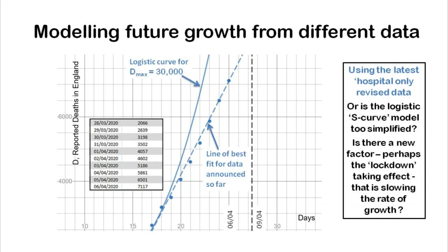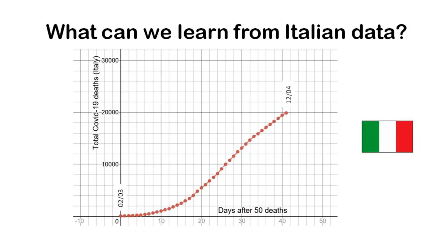But actually, of course, there may be factors that have slowed the growth down rather quicker, that have flattened the curve. And of course, all the things that have been put in place, if rather belatedly in England and the UK more generally, will have had that effect. So perhaps the lockdown is taking effect, and therefore the rate of growth is slowing down more markedly than might otherwise have been expected.